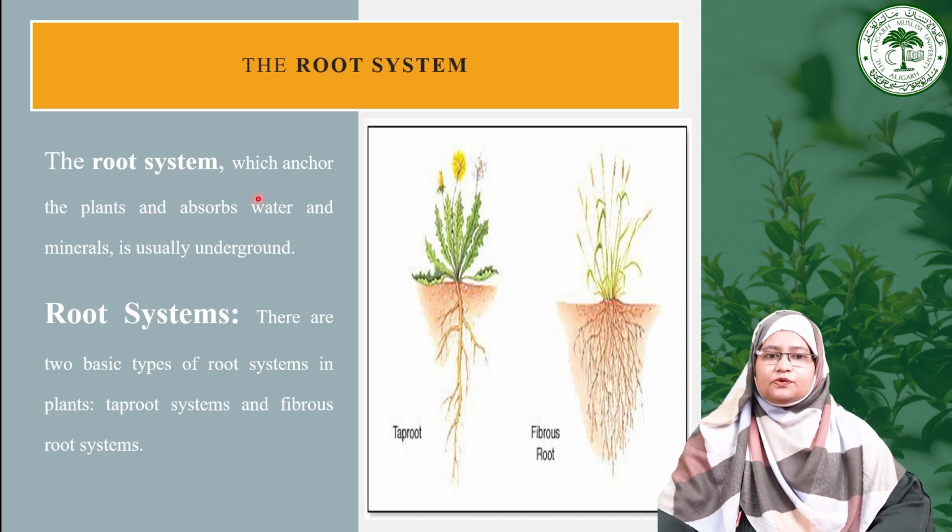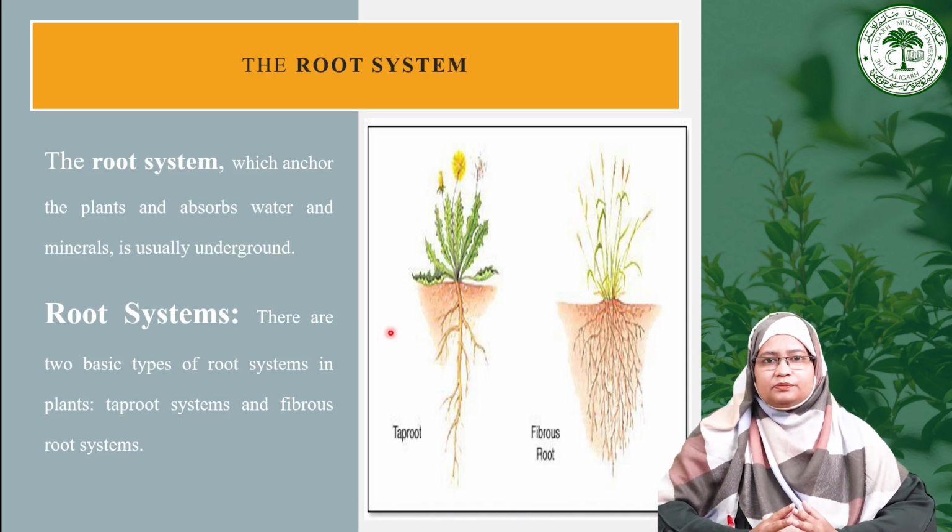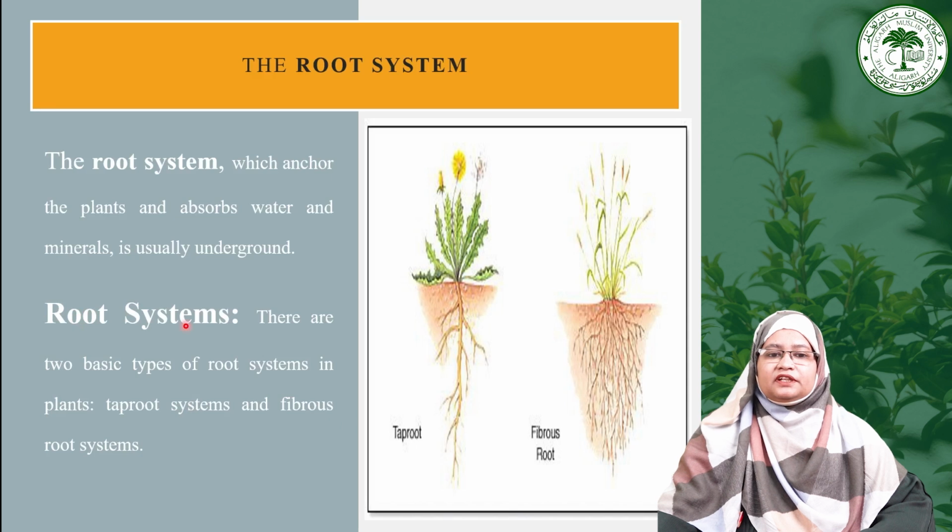Now moving towards the first, that is the root system. As I have told you, the root system anchors the plant and absorbs the water and minerals, and it is usually underground. Generally roots are underground, but later we will discuss that some roots are also aerial. If we talk about the root system, there are two types of root system present in plants, either the tap root system or the fibrous root system. These are the two main types of root system. Tap root is generally present in dicot plants, and fibrous roots are present in monocots.